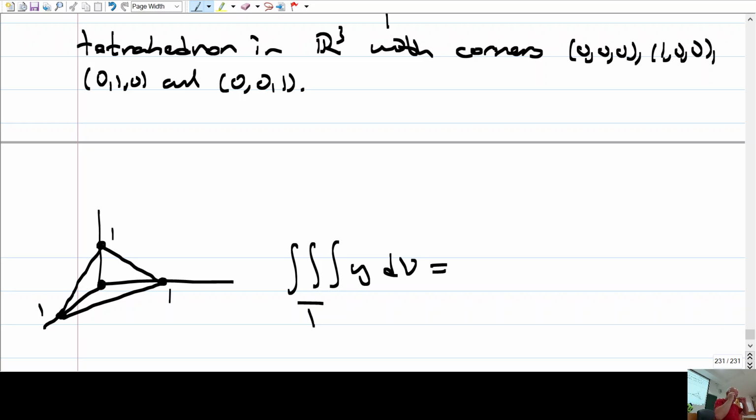Here, the coordinates don't have any advantage with respect to each other. They are kind of equal. So I can just start in any order. Let's do it as follows.